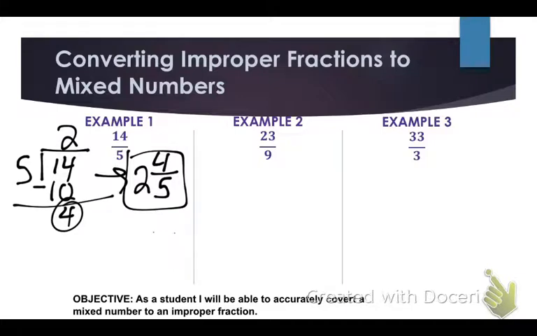Here we go. Now you can check yourself. How do you check yourself? Very easily. You just do what you did in the last video. Take your 5, multiply it by 2, and add 4. 5 times 2 is 10, plus 4 is 14 over 5. Hey, we're good. Good to go.